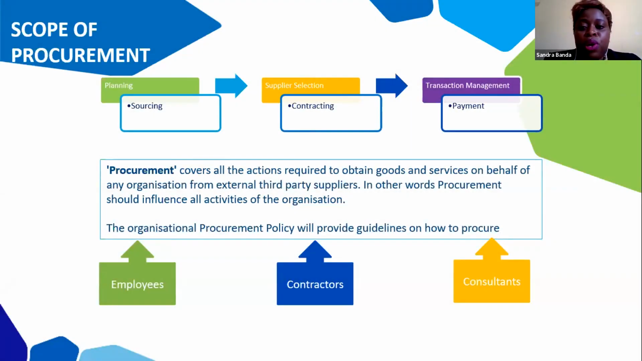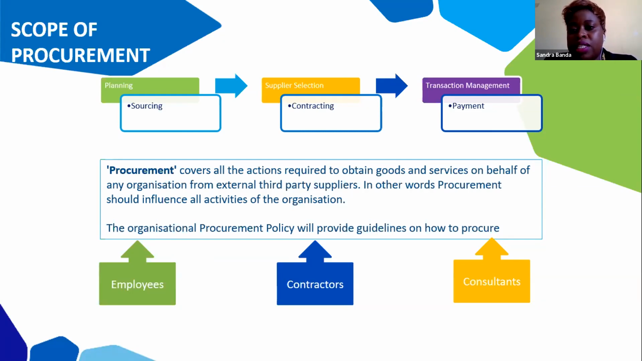In terms of scope of procurement, procurement covers all actions required to obtain goods and services on behalf of any organization from external third-party suppliers. In other words, procurement should influence all activities of the organization as long as there is obtaining of goods and services on behalf of the organization from any third party. So the organizational procurement policy will provide guidelines on how to procure.